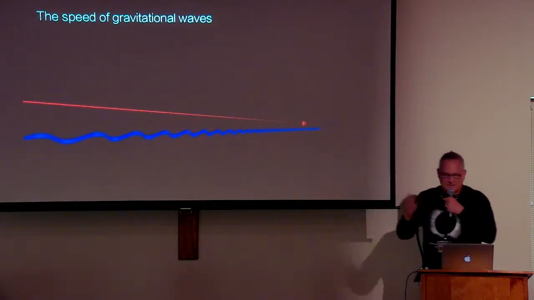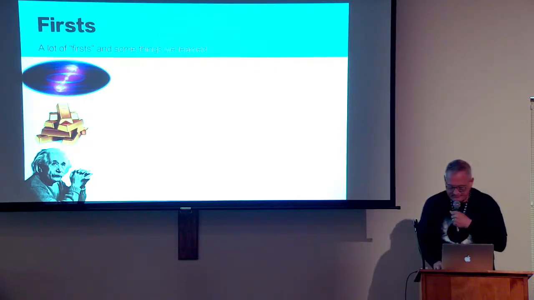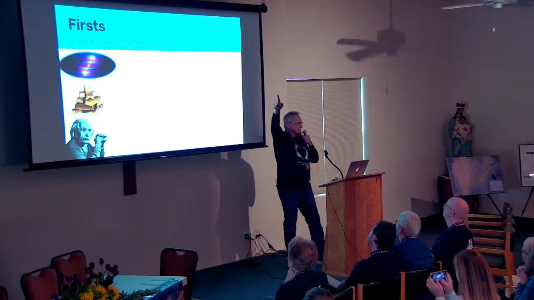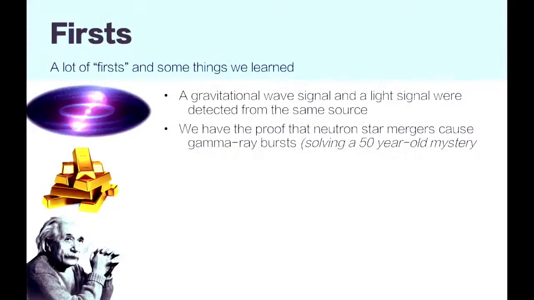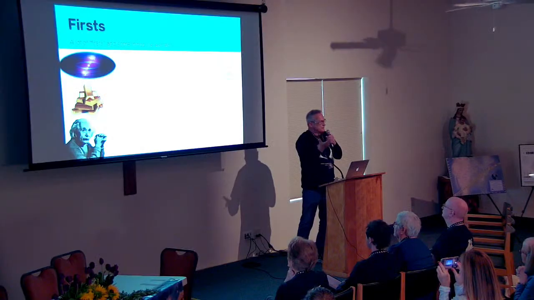Okay, so that's really cool. So there's a lot of firsts with this event. A gravitational wave signal and a light signal were first detected from the same source. We can actually say, look, gravitational waves are real. There's one. That's what it looks like. Here's what it does. Okay, that's really cool. We also have proof that these neutron star mergers produce these gamma ray bursts. This was a 50-year-old mystery, but now we're saying they do. We also confirmed that they make a kilonova, which was that explosion and that dusty ring thing. That was always a theory as well.